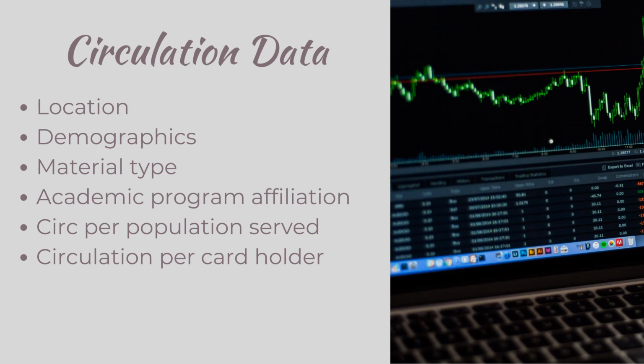Circulation data might be further refined by the ILS, or the integrated library system, to include information about location, demographics about users, material type, and in academic libraries, the academic program affiliated with the user. Are they in the political science program or the education program, or what? Who is using which materials? So knowing who is using library materials at which branch of a library system and in which formats can help collection managers set objectives and benchmarks and select appropriate materials for specific collections and specific user groups.